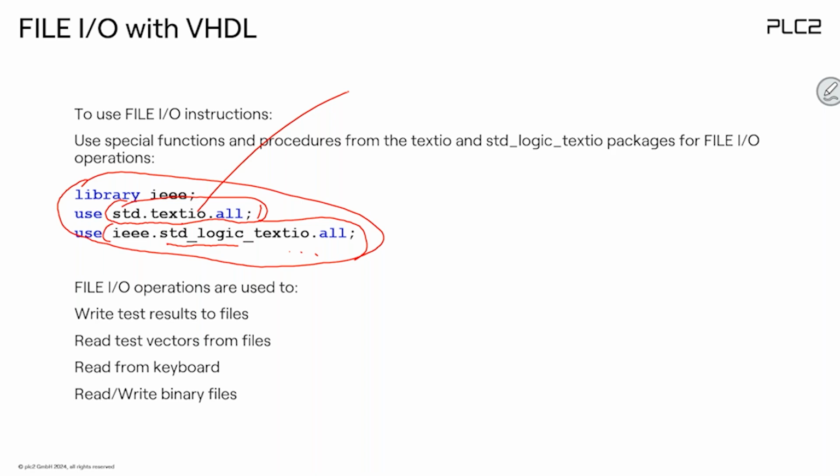And these file operations are actually used to write test results to files, read test vectors from files, maybe read from the keyboard. You can also connect your keyboard during simulation, and then the simulation will wait for the input from your keyboard. So in this case, you can define some interaction if you like. And you can read and write ASCII files, text files, as well as binary files in different formats.